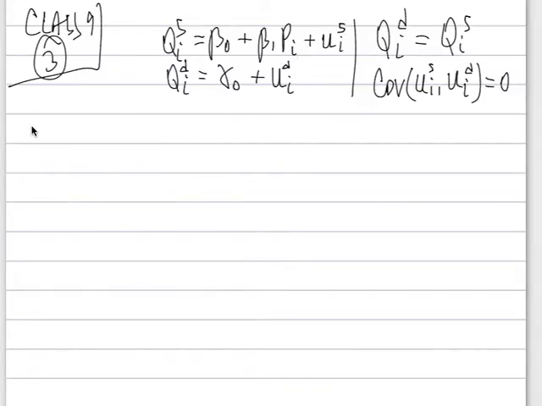Okay, A. Keep in mind these conditions are important. Show that price and supply error are correlated. Now, the question is, what happens if price and error are correlated? Guys, what happens if price and error are correlated? What happens to beta 1?